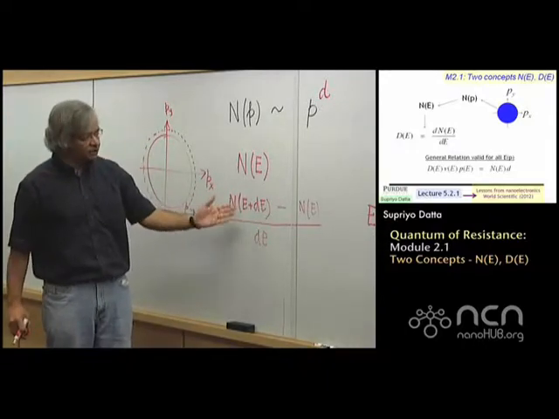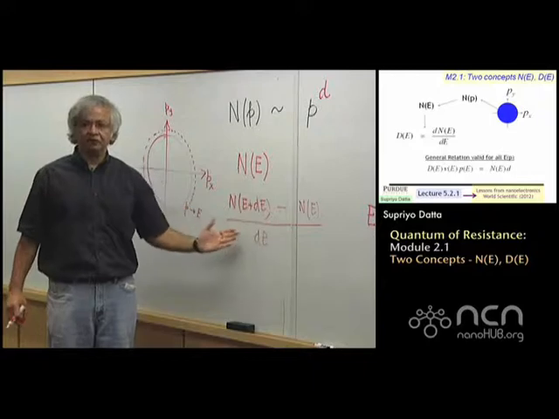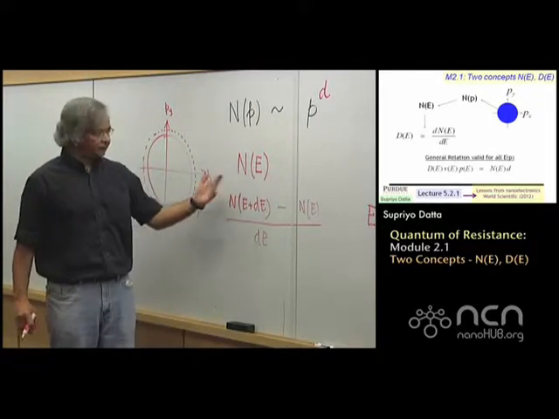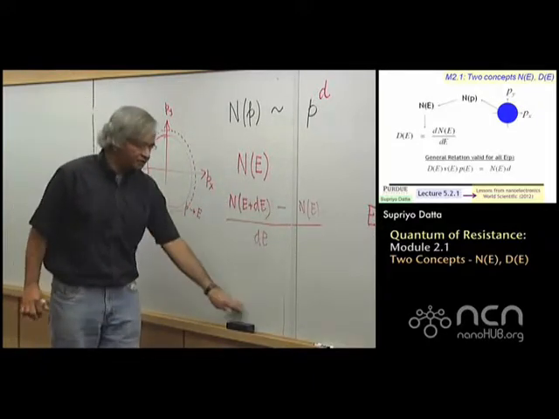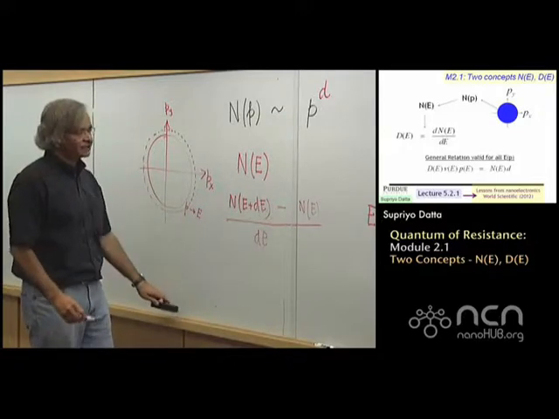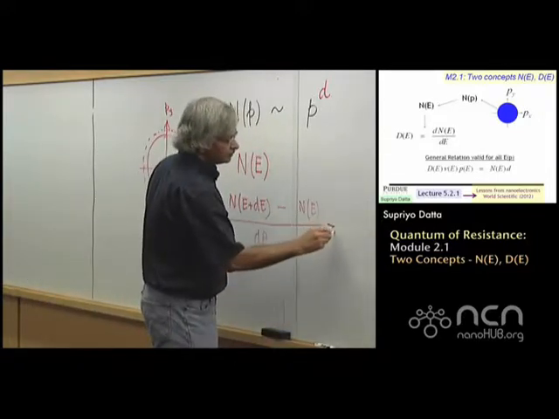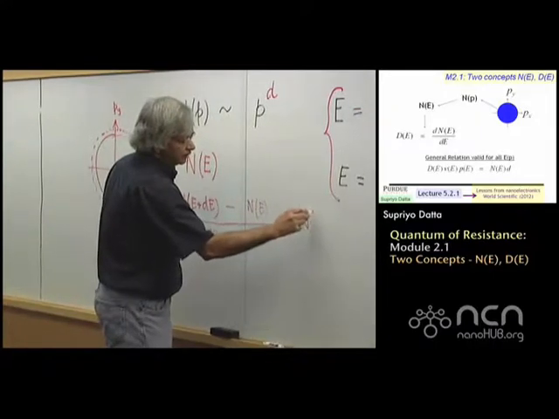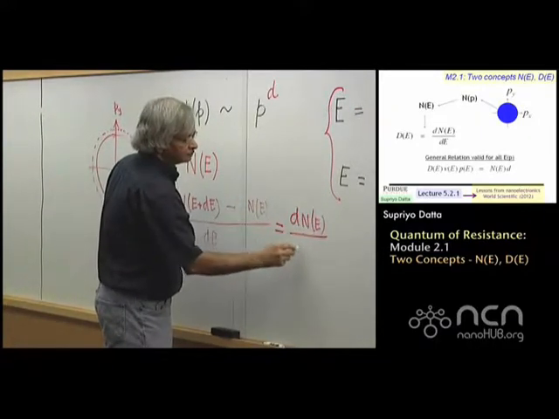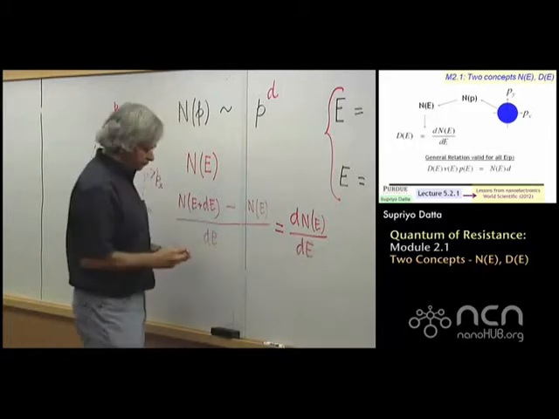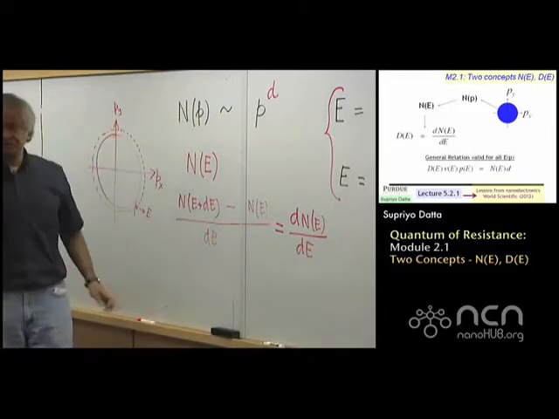And this, as you'll note, is basically the derivative of N. So my basic point is that the density of states then is given by dN dE. So that's the overall procedure then.